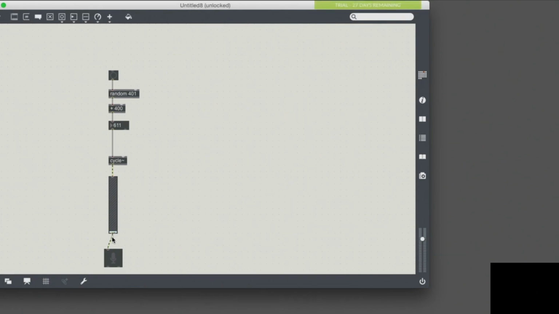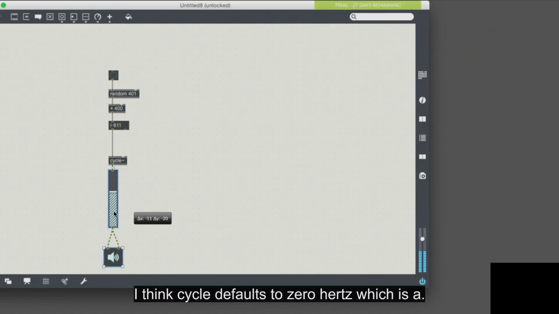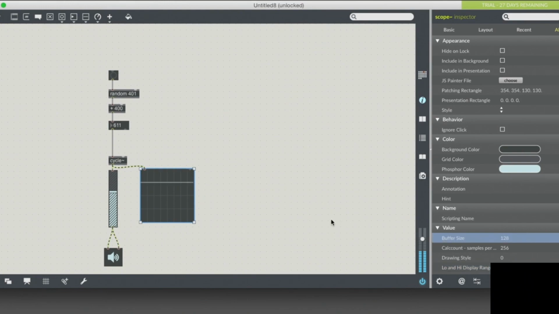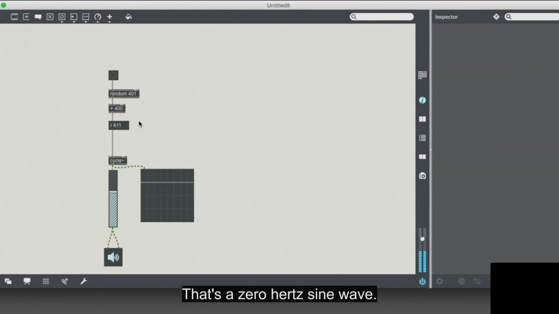Why doesn't this work? Oh, that's an easy ADC. I want an easy DAC. Try that again. So I think cycle defaults to 0 hertz, which is a 0 hertz sine wave, never changes. Can't see it on the scope here. Let's make its range a little bit bigger. Yeah, it's just giving a constant value of 1. That's a 0 hertz sine wave. But if we click this, boom, there's a 510 hertz sine wave.